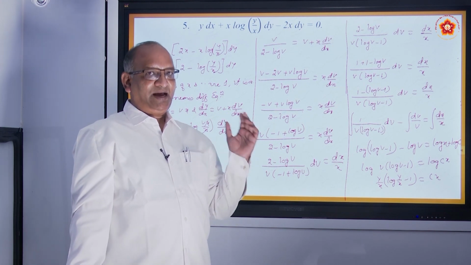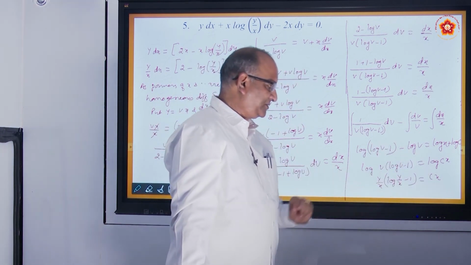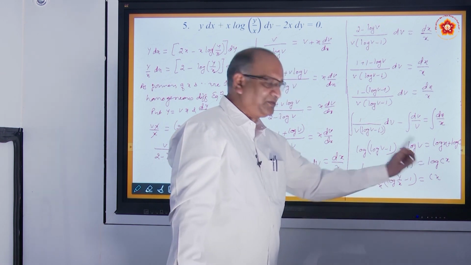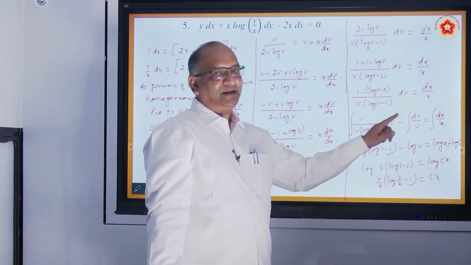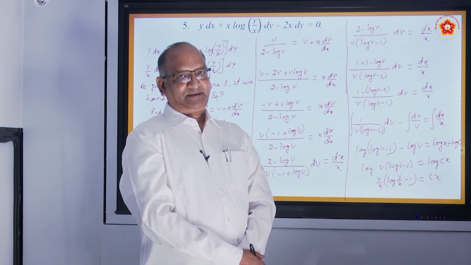If you want the answer to tally with the textbook, then take x that side, it will become cx square by y, and then take minus 1 that side and take log to other side and you can write the answer, but otherwise that answer is correct.